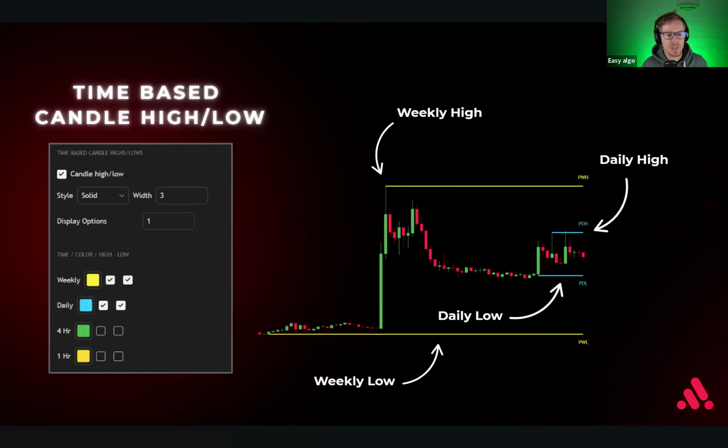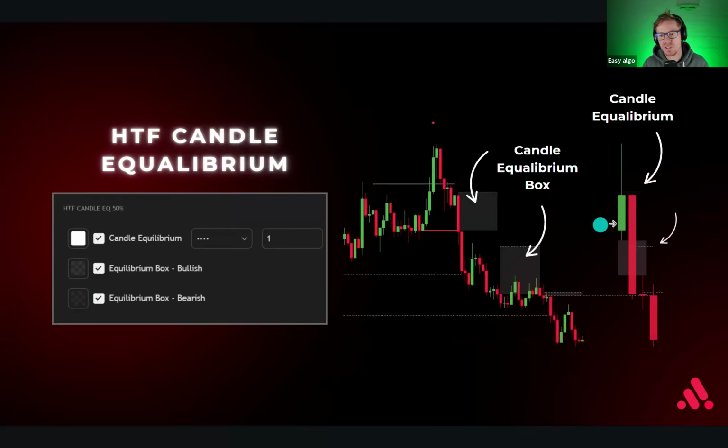Then over here, we've got time-based candle highs and candle lows. So what this is doing, this is measuring the higher time frame candles. And if we come over here, just to show you an example, we've got the higher time frame candles over here.